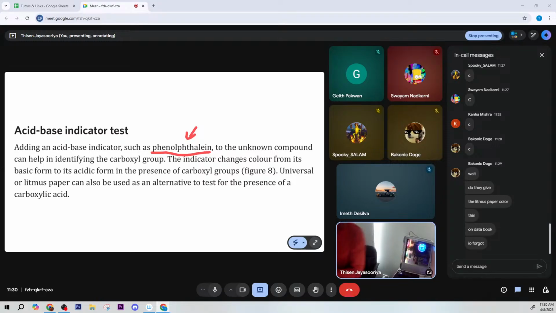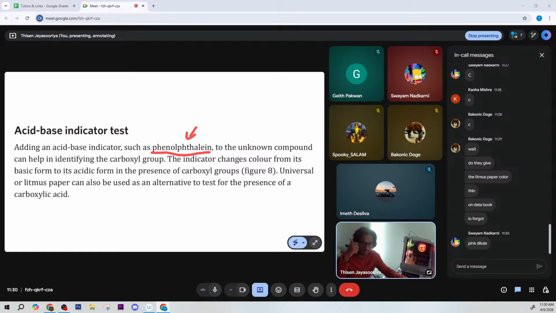My bad. So yeah, if you want to use the phenolphthalein indicator, that one's in the data book. You should see that it becomes pink at low concentrations. Yeah, it's either pink or colorless. I don't remember which one it is. I'm pretty sure it's pink. So does that make sense for everyone? Yeah, pink dilute. Yeah, I see.